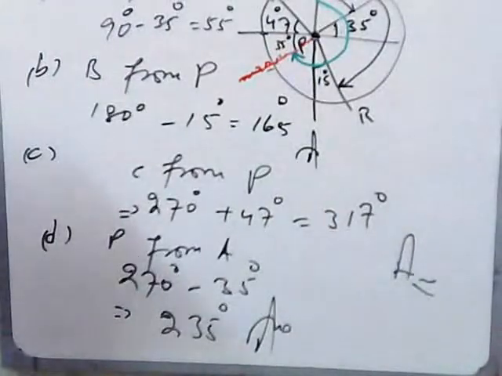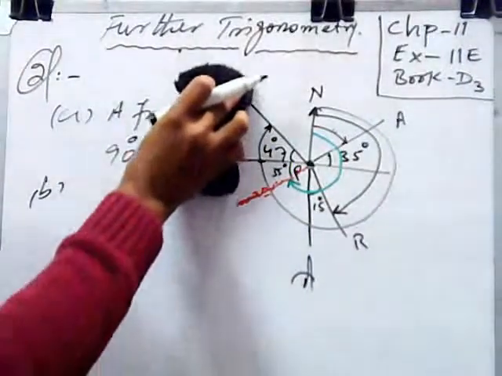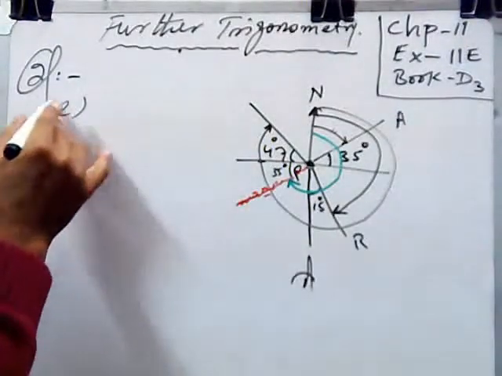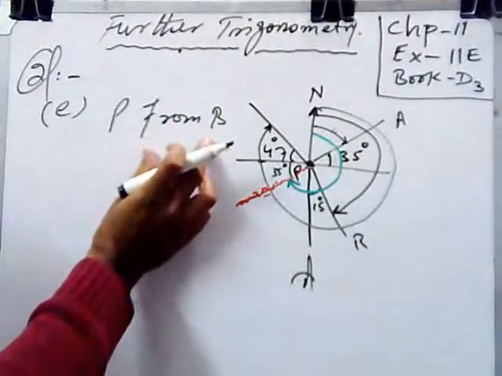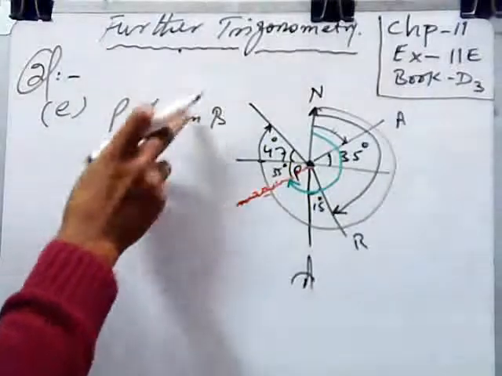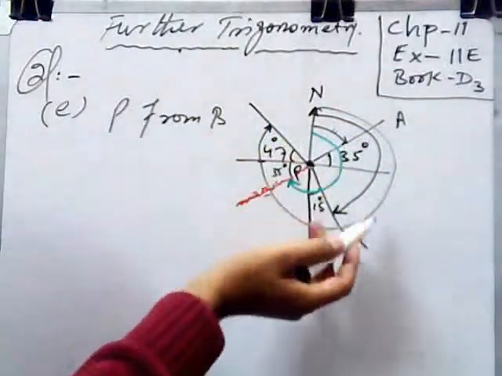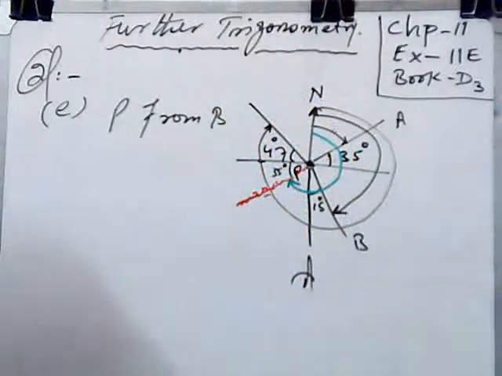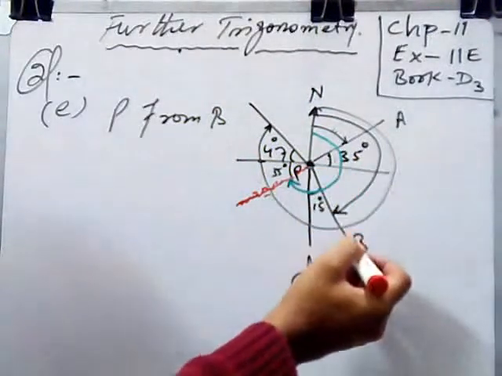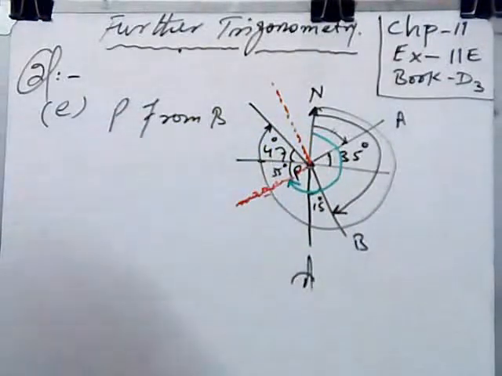Similarly, now coming to part E. In part E, you have been asked P from B. We have already calculated B from P, because we start from P, taken as a reference point, and turn in a clockwise direction. Now B, we cannot draw anti-clockwise like this, so once again I have to take the reflex angle. So B having reflex, this one, if I produce it backwards, which is a reflex of B, I have to start by the same method, because I'm bound to move in clockwise direction.